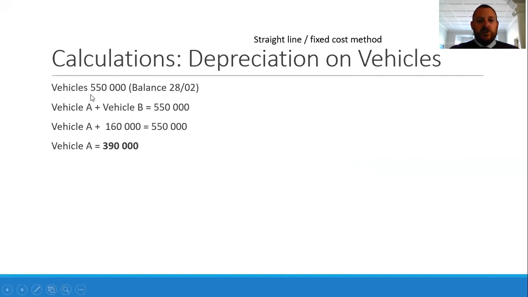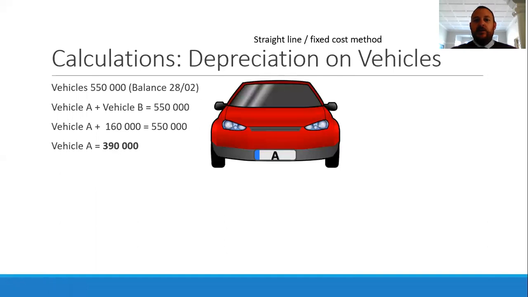To begin here, the balance at the end of the financial year for vehicles was 550,000. The information told us that during the year in December, additional vehicle B was purchased for 160,000. So before you start this question, you need to calculate what vehicle A was at the beginning of the year, which is 390,000. Okay, so we've got two vehicles here. Vehicle A, its cost was 390,000, and we've had that for a full year.